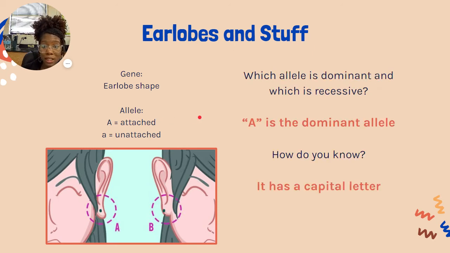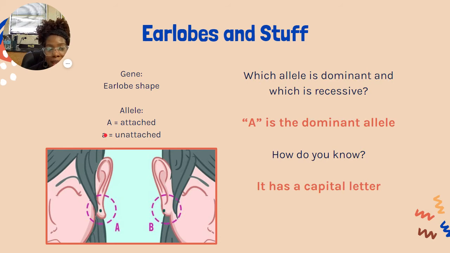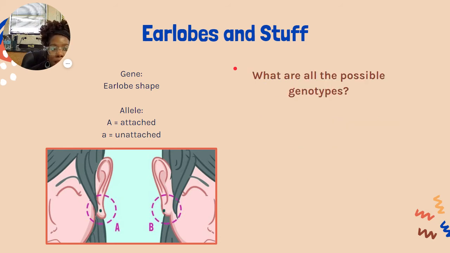Well, the dominant allele, big A, sorry, I spaced out for a second. Big A is the dominant allele. I know that because it has a capital letter. I know that little a is recessive because it has the lowercase letter. What are all the different possible genotypes?